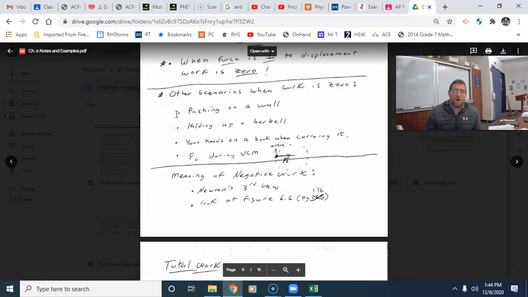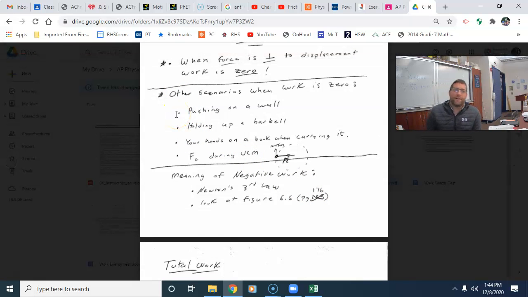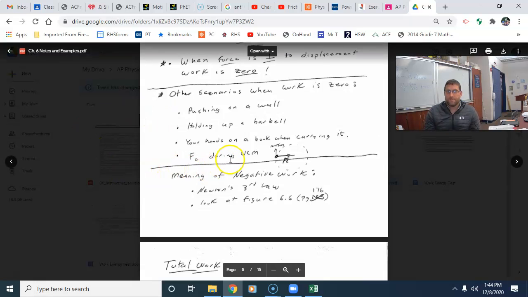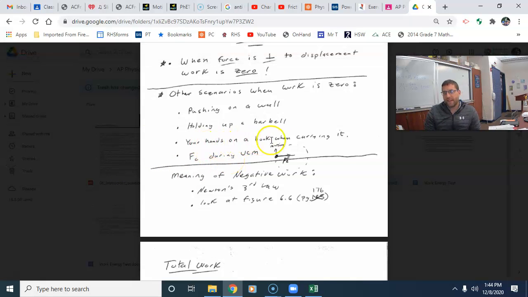Just a small list of scenarios when work is 0 here. Pushing on a wall. You don't do any work on that wall if it doesn't move. Holding up even something heavy like a barbell. Holding it, all right? Not moving it, just holding it there still. You might get tired, but you're not doing any work on that barbell. Another one, we already discussed your hands on the book when carrying it. I already went over that example, why there would be work of 0 there.